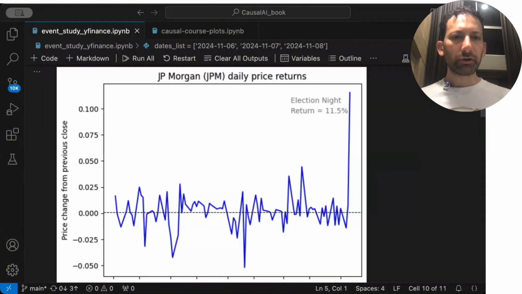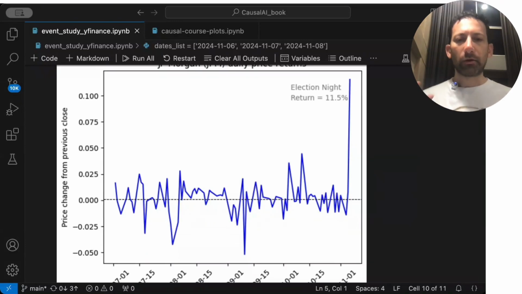And if we plot the returns, JP Morgan's returns are usually centered actually right around 0.1%. But then on election night, it's spiked by 11.5%, or this is actually the day after the election. So the first trading day after the election. Now, keep in mind, I am just using this as an example. There's not meant to be any politics here.